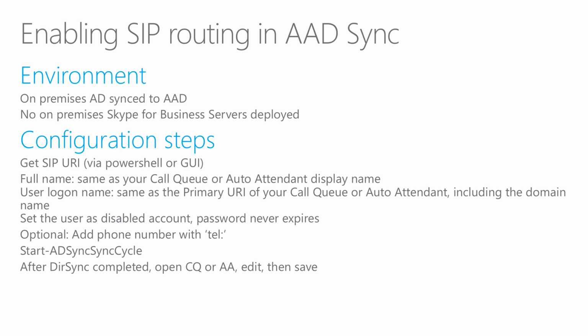The local name must be the same as the primary URI of your call queue or auto attendant, including the domain name. Set the user as a disabled account and set the password to never expire. You can add a phone number starting with tel: to provide incoming call routing, and you should do a delta sync cycle. After the sync is complete, open the call queue or the auto attendant, click on edit, don't change anything, and click save. This will commit all the changes to Azure Active Directory.